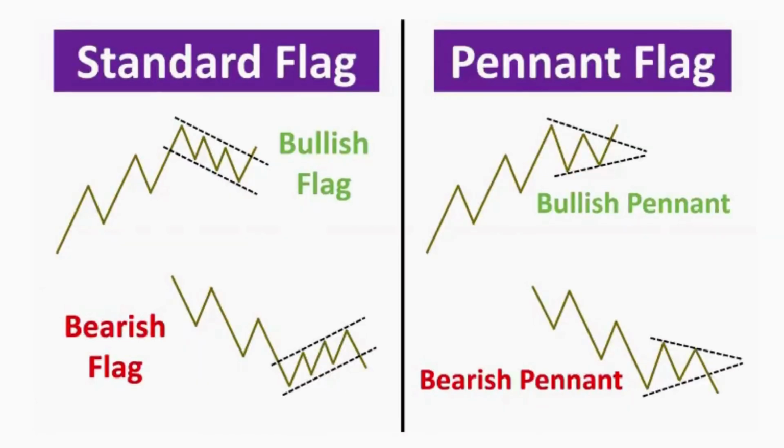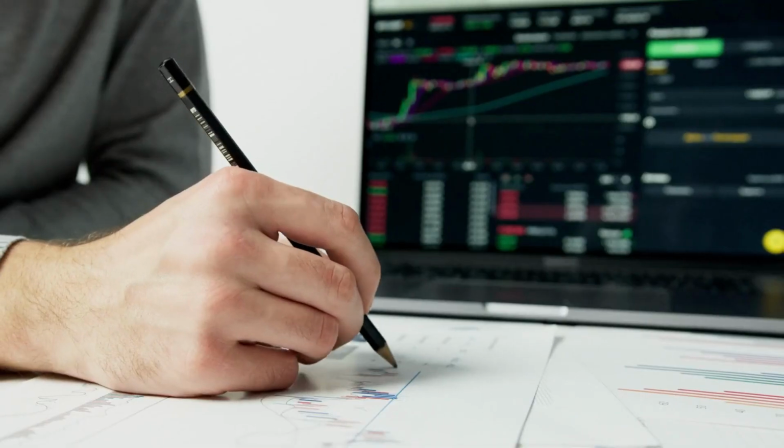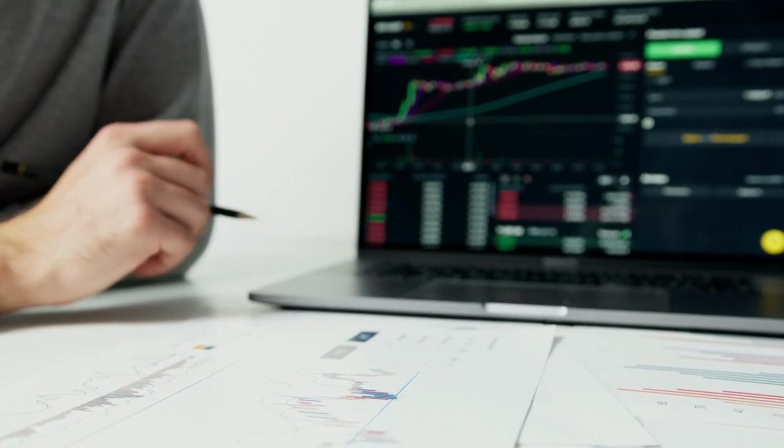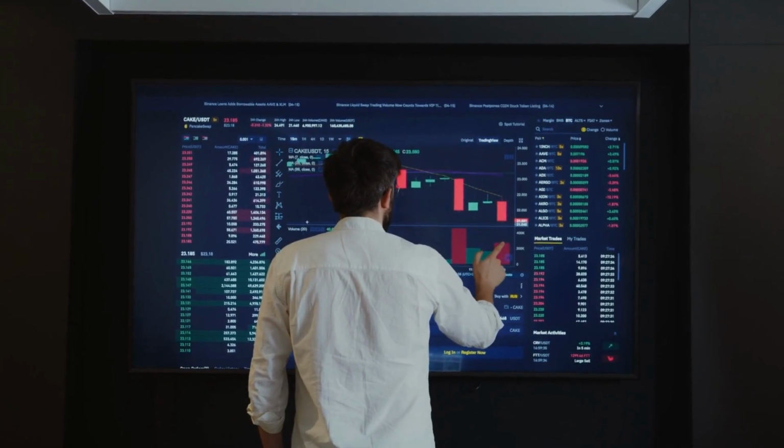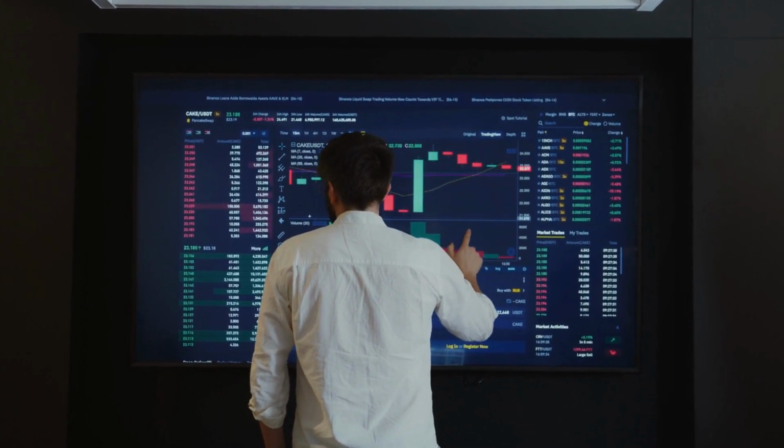Alright, so let's start with this video. Let me first tell you that this flag pattern is divided into two types on the basis of its formation on the chart. The first is the standard flag pattern and next is the pennant pattern, as you can see on the screen. The whole concept of the flag pattern is divided into two parts. This video is going to be part 1, where we will completely understand the standard flag pattern. In the next part, we will understand the pennant flag pattern. Alright, so first let us look at the bullish flag.